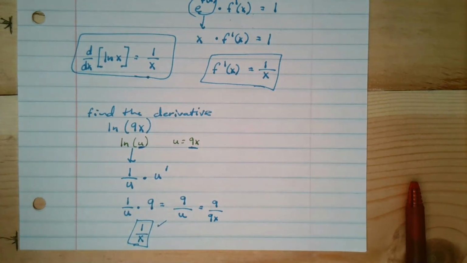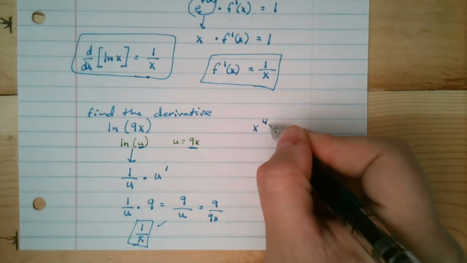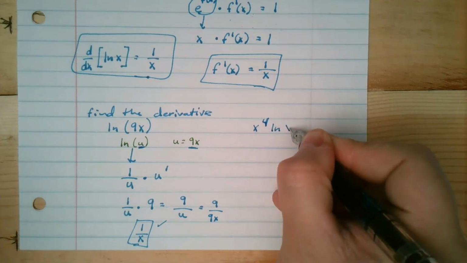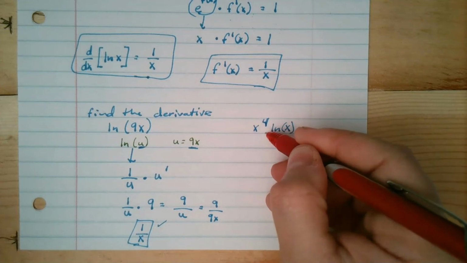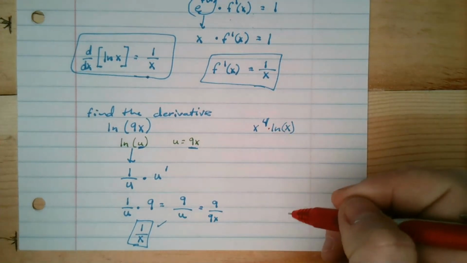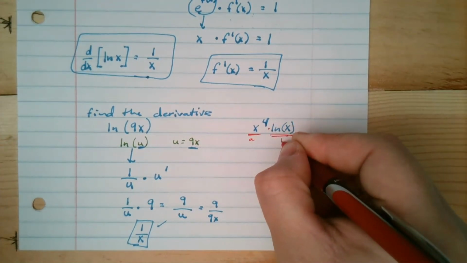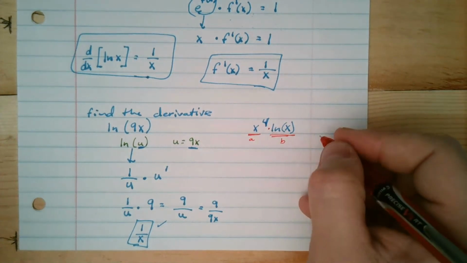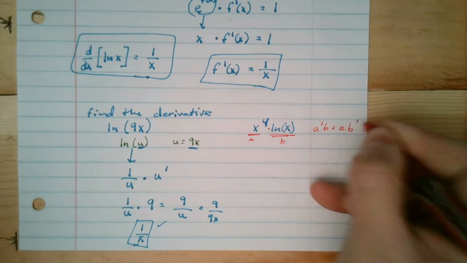What if I have something like x to the 4th ln x? Okay, what if I have something like that? Very similar to a lot of things that we've already done. If you've watched any of my other calculus videos, you've got to recognize that you have quantity A times quantity B. So this is A and this is B. And that derivative is going to use the product rule, which is A prime B plus A B prime.